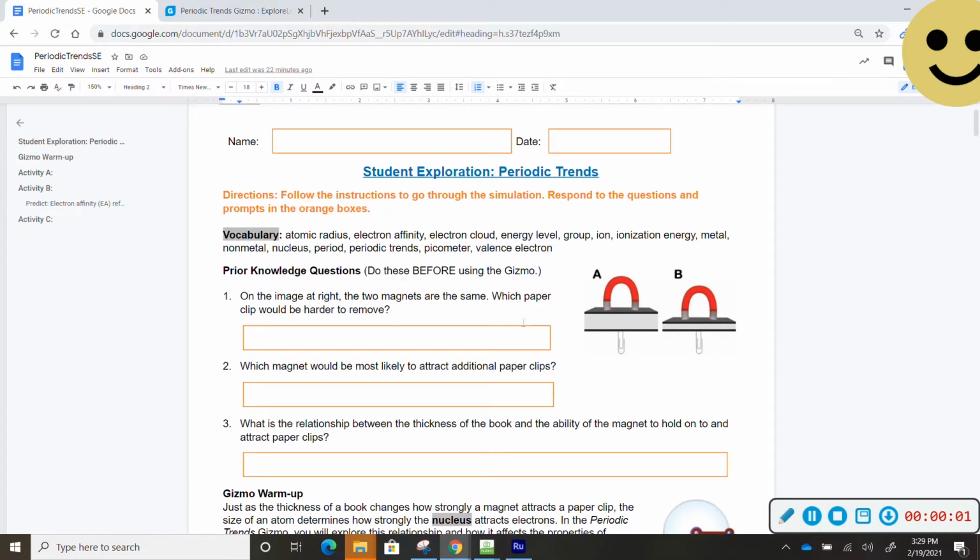To start off this assignment by answering some prior knowledge questions, we're going to be comparing image A and image B. We have two magnets that are the same size, on top of two books that are a different size, and beneath the books are two paper clips that are each the same size. So in this situation, we want you to make a prediction for questions 1 through 3 by comparing images A and B. So this is an analogy to electrons and atoms and the pull that atoms have on electrons.